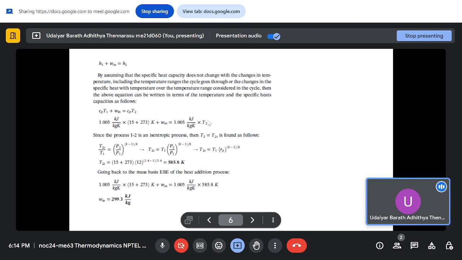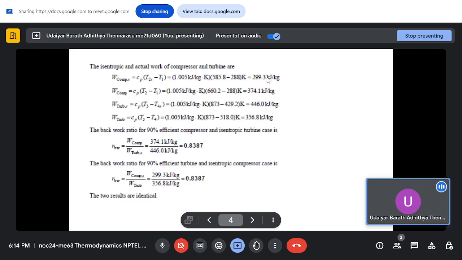So here the only unknown is T2. So T2 we can find out. We know the pressure ratio and we know the inlet temperature, and using isentropic process we can find out T2s, which will come out to be 585.8 Kelvin. So using the same energy balance equation, we substitute the temperature and we can find out the work generated, which is 299.3 kilojoule per kg. You see, that is what we got in the previous problem.